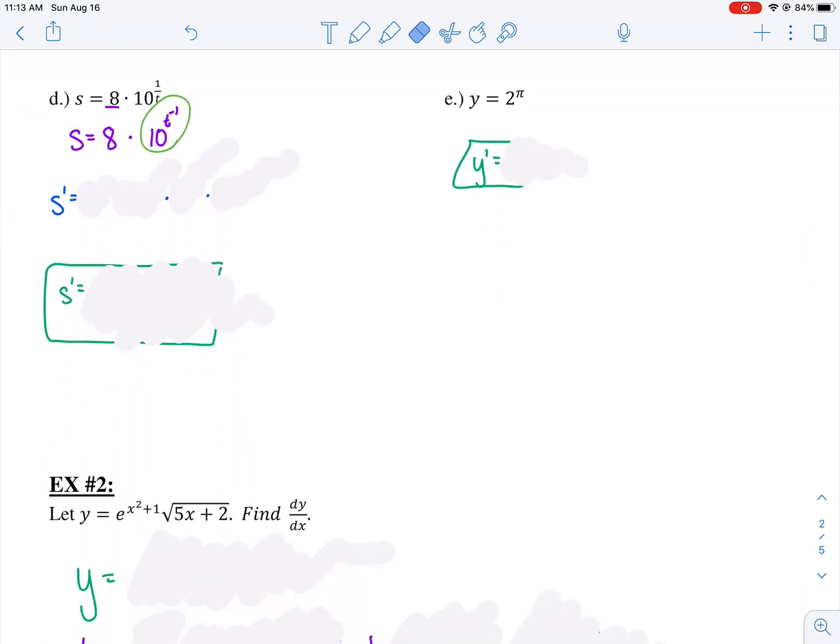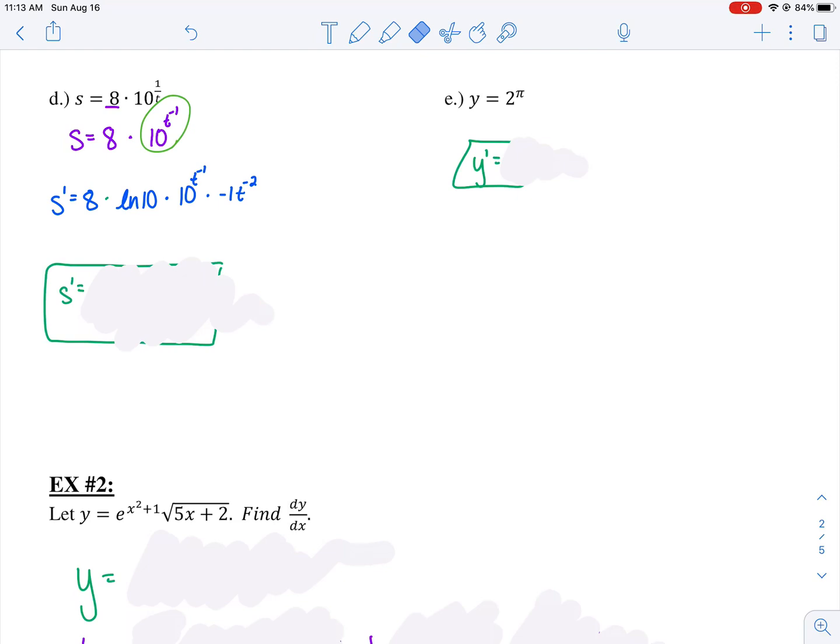That rule says that I have my 8, and then when I take the derivative of b to the g of x, do we call it b? Oh, we called it a, right? A to the g of x. I have my original function times the natural log of my base, but then don't forget we have to take the derivative of that exponent. So if I bring forward the negative 1 and I subtract 1 from my exponent, I really get negative 1t to the negative 2.